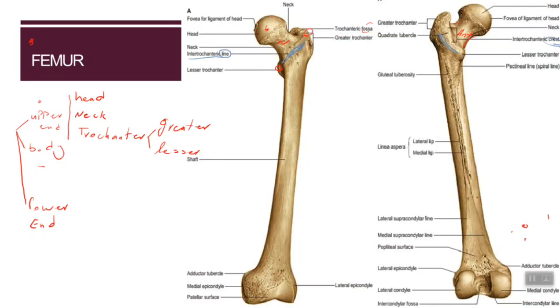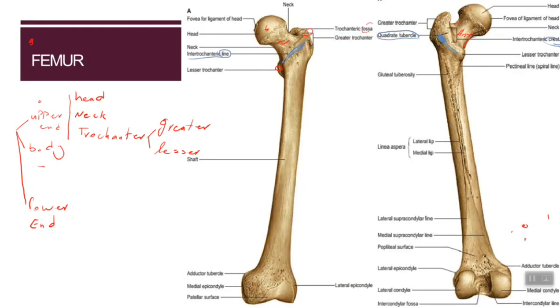About in the middle of the intertrochanteric crest, we have a further elevation here. It's a part of the intertrochanteric crest. Its name is the quadrate tubercle. Okay.